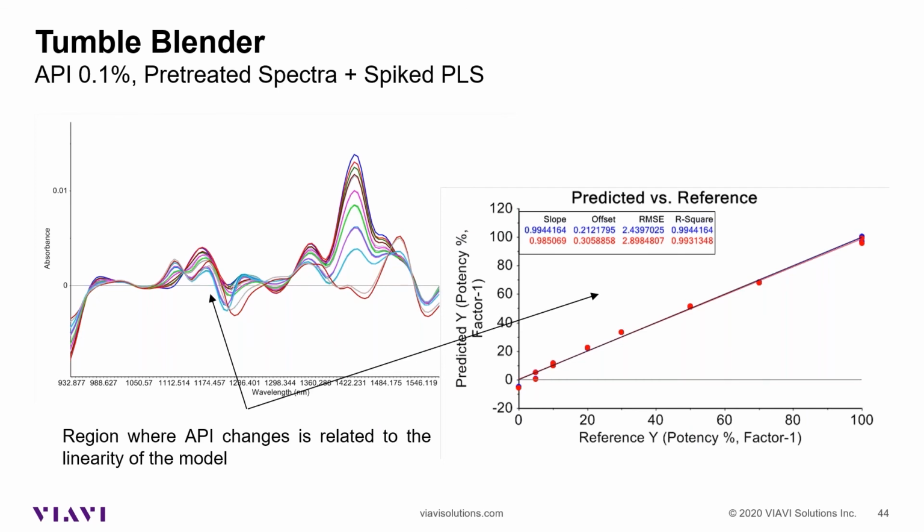Last but not less important example is this one. This is an API with a very low concentration, 0.1%. You have the pre-treated data, and I mean, you don't have it here, but at around this point, 11:45, 40 something, here where I have the mouse, this is where the API is absorbing. And if you make the pure API, you get exactly the peak here.